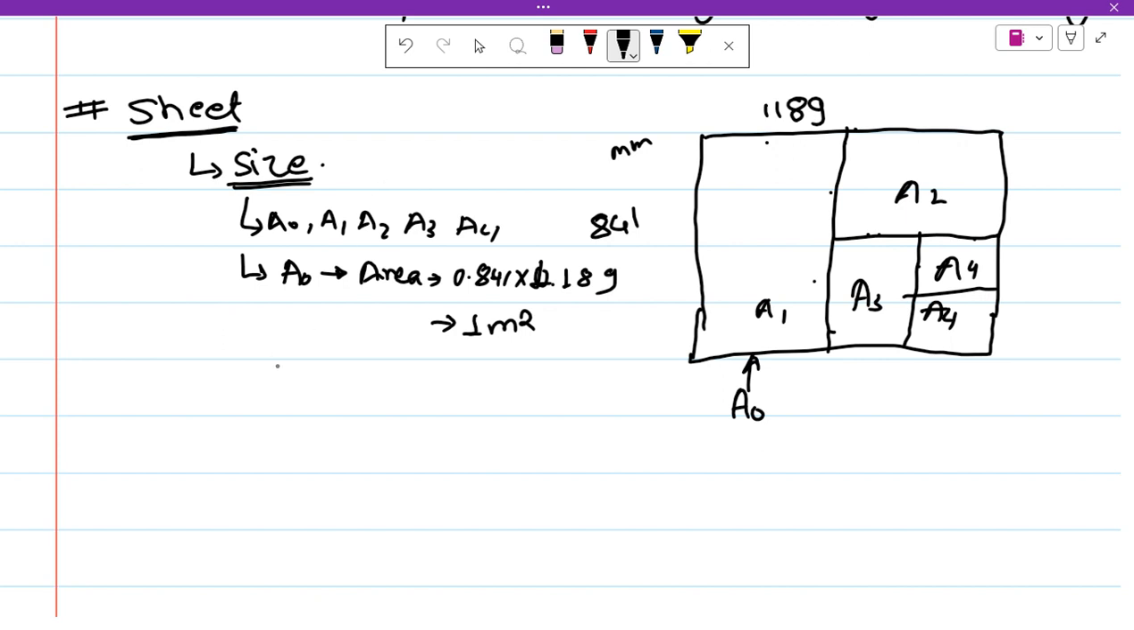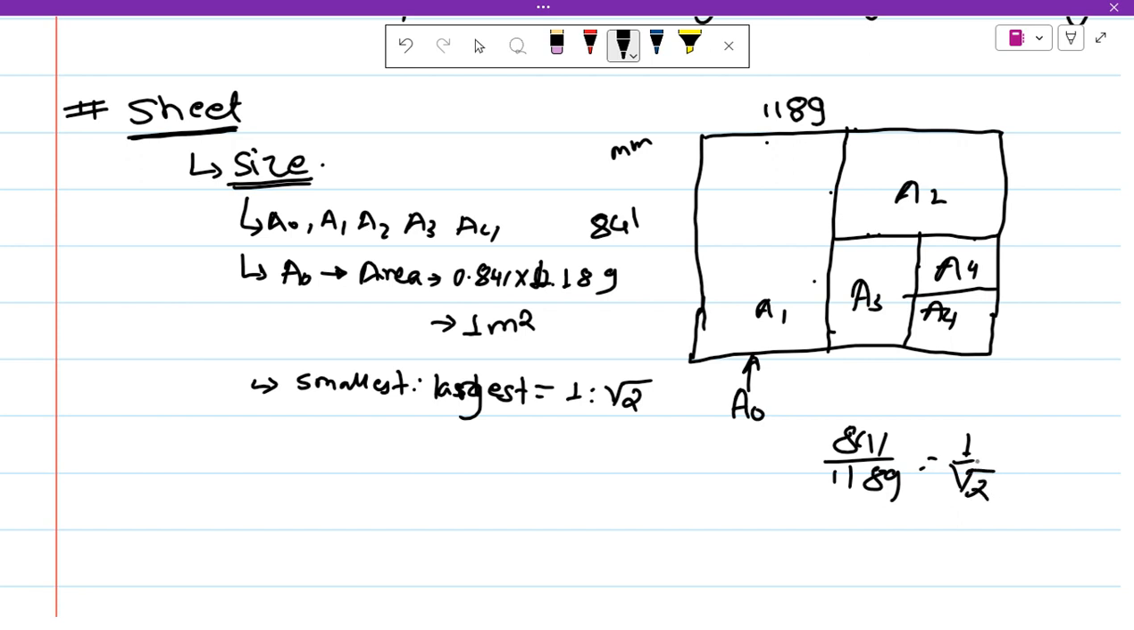Another standard convention of this paper size is that the ratio of the smallest length to the longest length is always equal to 1 to root 2. So if we divide 841 by 1189, it will result in 1 by root 2. So 841 by 1189 is equal to 1 by root 2. We can calculate it. This is the standard convention of sizes.